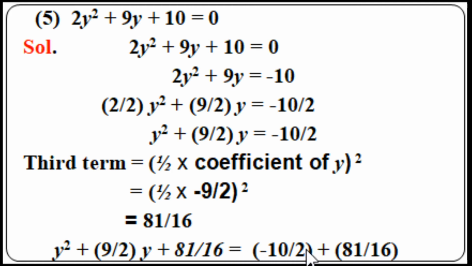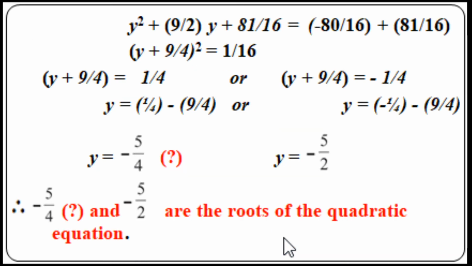Here denominator is 2 and here it is 16, so we have to equalize the denominators. So we are going to multiply numerator and denominator by 8, so we get minus 80 upon 16. So minus 80 plus 81, we get 1 upon 16, and here y plus 9 upon 4 the whole square. So by taking square root, we get y plus 9 upon 4 is equal to 1 upon 4, or y plus 9 upon 4 is equal to minus 1 upon 4.